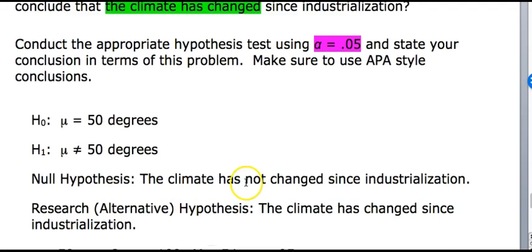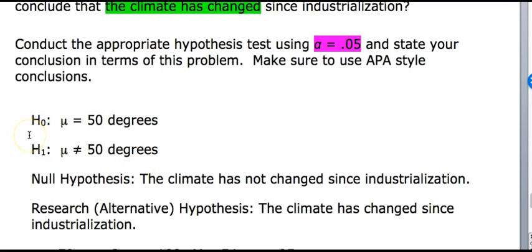So again, I always start with the alternative, right? So it hasn't changed. We don't know what direction. Is it going to be a positive or a negative, right? Are we going to be on the left side of the distribution or the right side of the distribution? We don't know. Or at least the question that's being asked doesn't tell us that. All it's saying is, has it changed, right? So our alternative, H1, is mu not equal to 50 degrees, right?